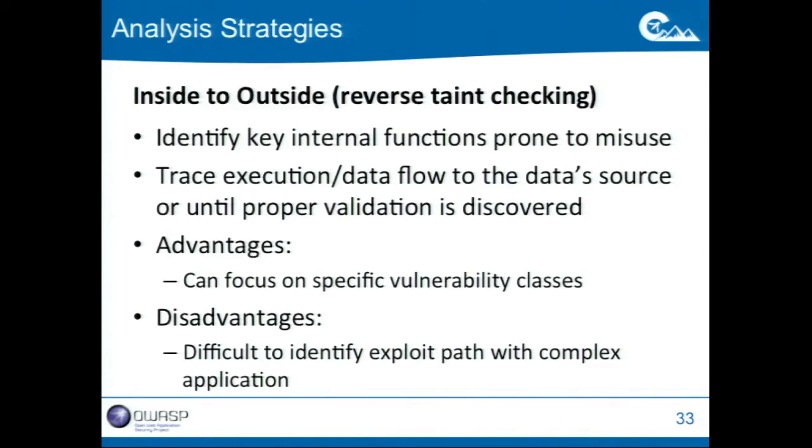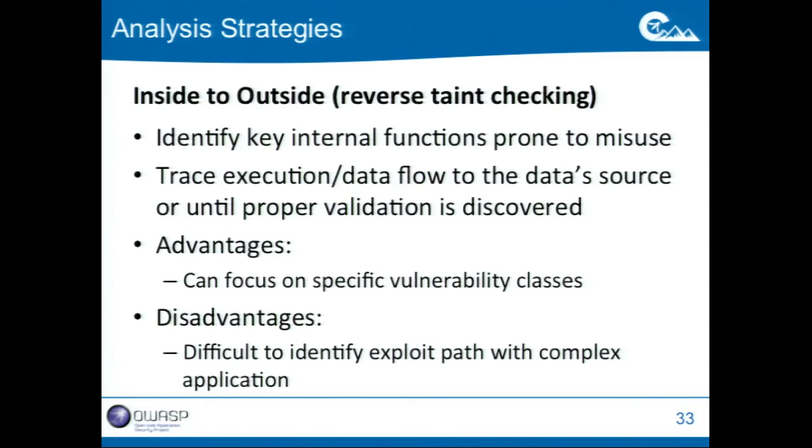Another strategy is inside to outside, which I would kind of describe as reverse taint checking, where with taint checking, you're tracking data as it comes in from the user and seeing if it's ever properly validated. With reverse taint checking, which is not really a real term, you're looking for key functions. So for example, it could be calls to a database, looking for SQL injection. It could be opening up new files. Like in the last example, we could have looked for all the constructors to file and then traced backwards.